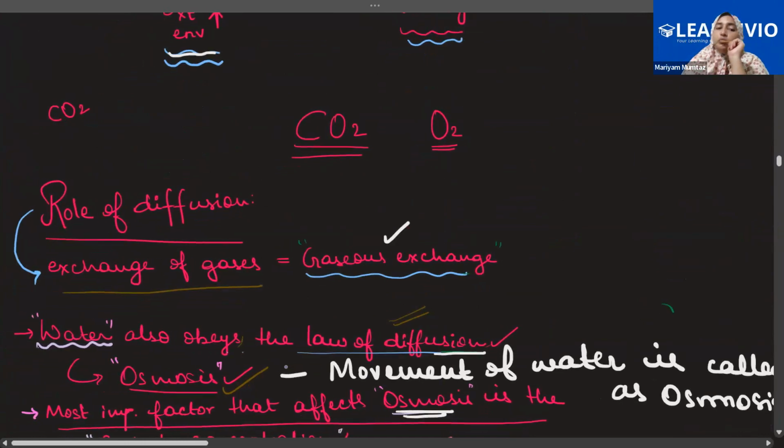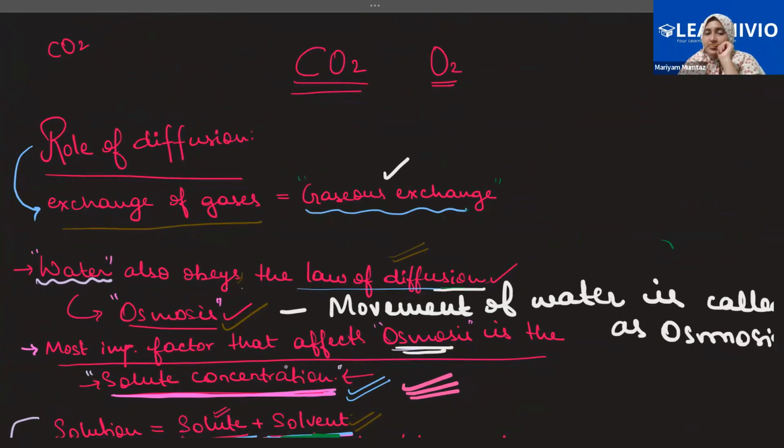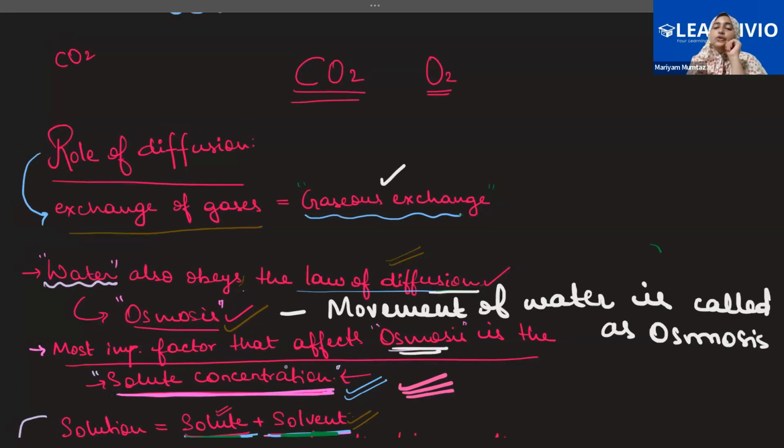So the role of diffusion mostly is in the exchange of gases, or you can call it gaseous exchange. Now water also follows the law of diffusion, meaning it will also show movement just like diffusion. But remember that the movement of water is not called diffusion, it is called osmosis, wherein the water moves from a region of higher concentration to the region of lower concentration. That is what we call osmosis. Now, the factor which will affect the osmosis is the solute concentration.